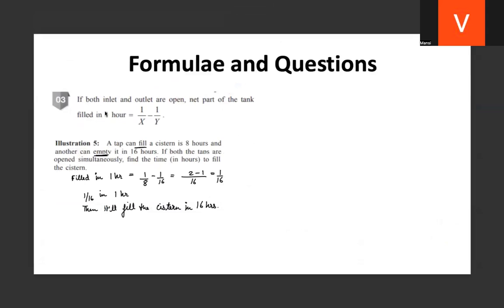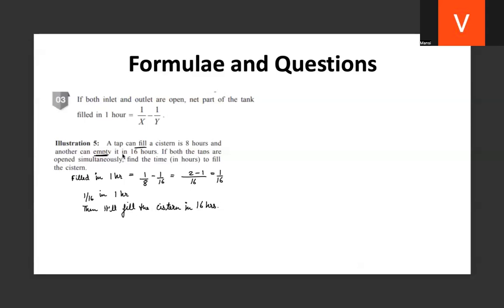Now another formula is if both inlet and outlet are open. The net part of the tank that will be filled in 1 hour would be given by 1 upon X minus 1 upon Y. So 1 upon X is regarding the inlet, and 1 upon Y for the outlet is the rate of getting emptied. So when we subtract that, we get the net part.